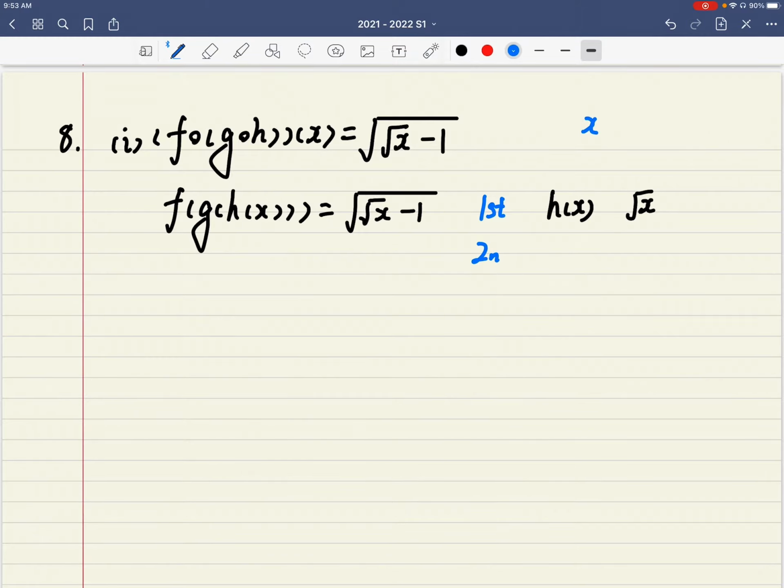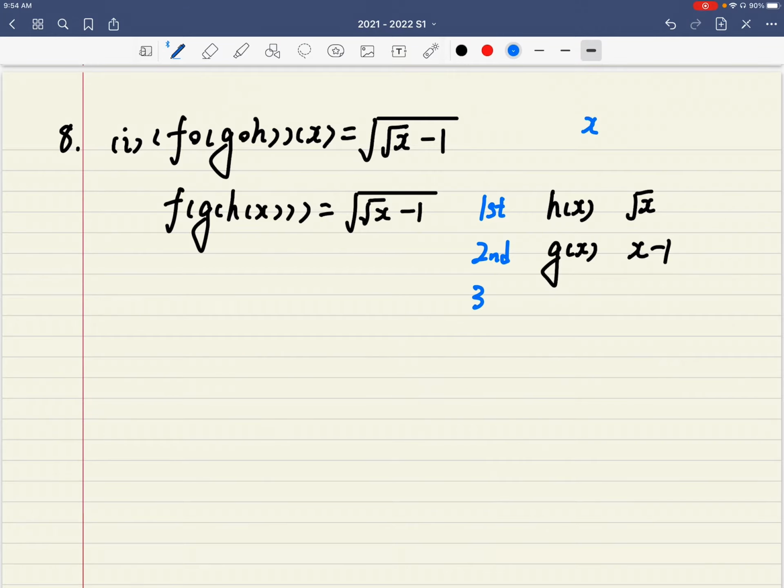Then what's the second thing you do? After you get the square root of x, the second thing you do is subtract 1 from that. So on the right-hand side, it's that something minus 1. On the left-hand side, the second step is g(x).